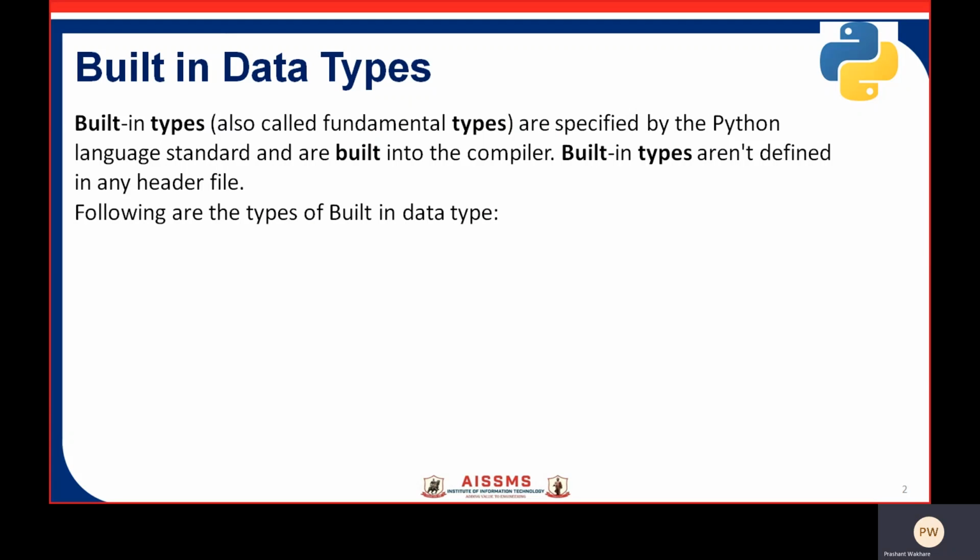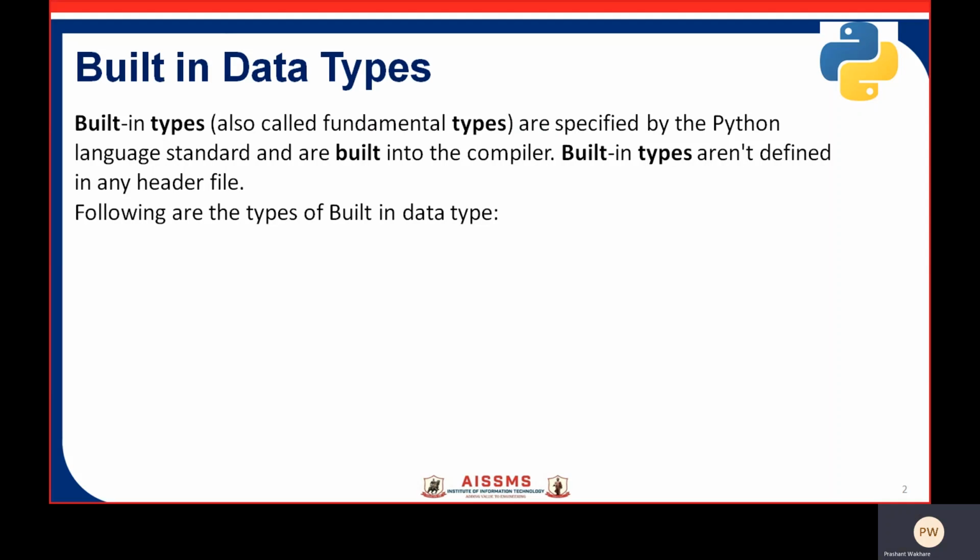See this slide. Built-in data types, also called the fundamental types, are specified by the Python language standard and are built into the compiler. Built-in types are not defined in any header file. There are many built-in data types like numeric, sequence, mapping, set type, boolean type and binary type. In today's video we will discuss them one by one.